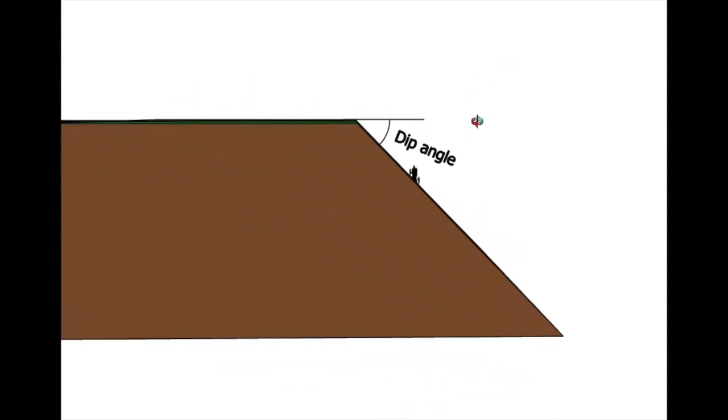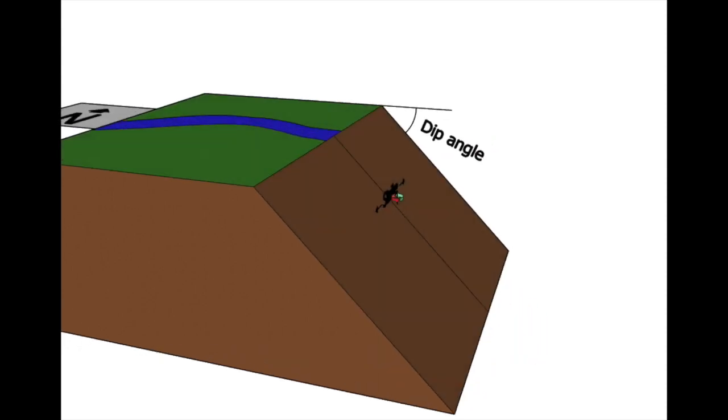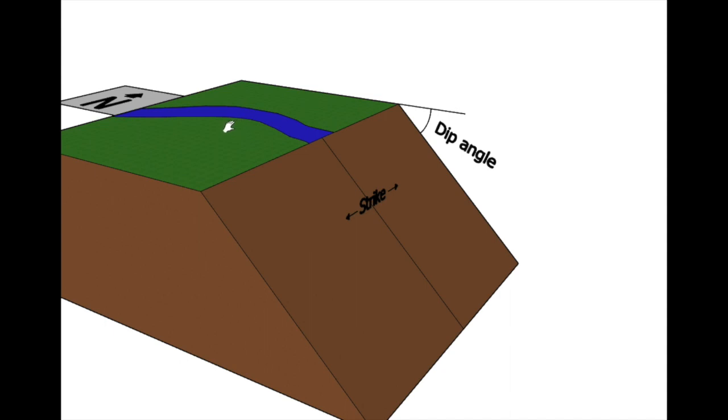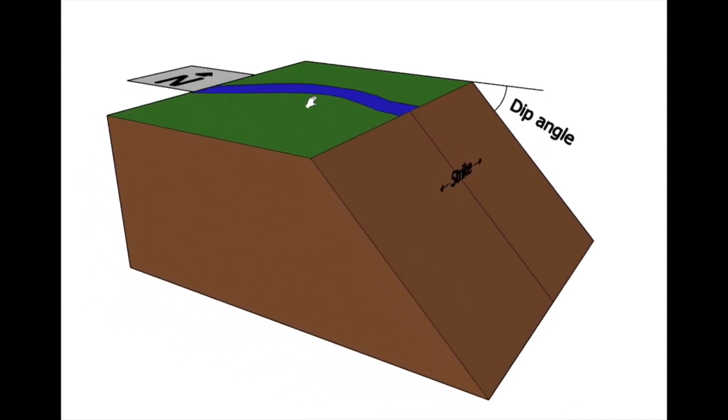So the second important concept is this dip angle, and the dip angle is just the angle of the slope relative to the horizontal. And in this case, I happen to know that this is a 45-degree dip angle. So if we were talking about this feature, we would say that this is a feature striking north-south with a dip angle of 45 degrees, and that completely defines this feature.